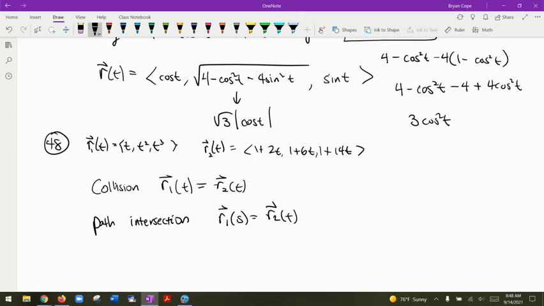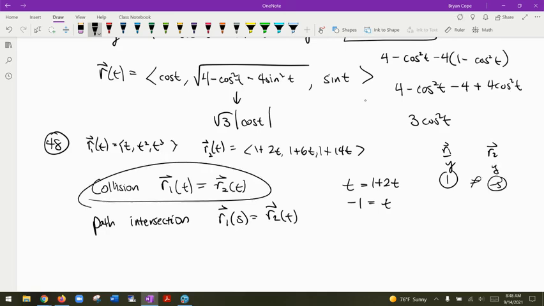So let's check if they collide. So t would need to equal 1 plus 2t, which would mean -1 would need to equal t. So let's test that now for the other coordinates. If I sub that into t squared, I get 1, right? -1 squared is 1, so that'd be my y coordinate. And then if I sub it into r2, my y coordinate is -5. So we can see, no, they do not collide. So the answer to this is no.